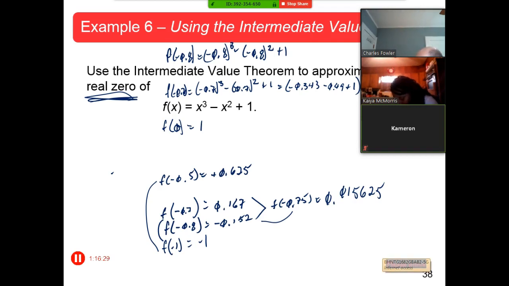Number 8. The blank blank theorem states that if f is a polynomial function such that f of a is not equal to f of b, then in the interval a to b, f takes on every value between. Okay, I hope that was saying intermediate value theorem, wasn't it? Yeah, that's what I thought it said.